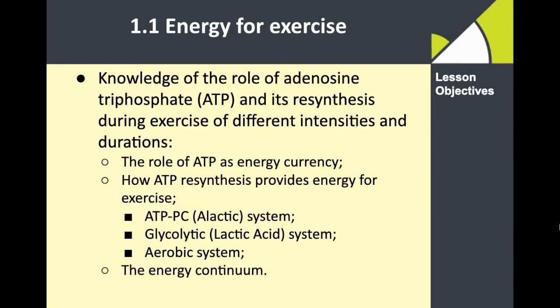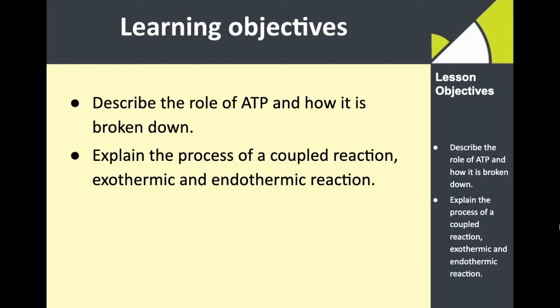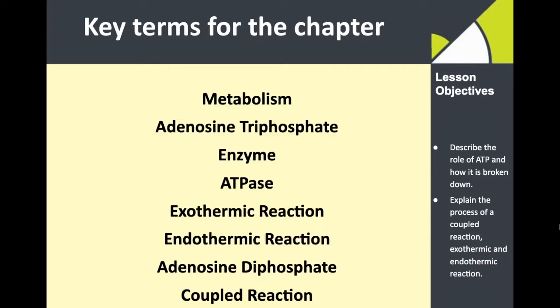And then once we've got an understanding of the systems, we move on to something called the energy continuum. The energy continuum looks at how different sports rely on those pathways in different ways, or indeed in some sports, how you may suddenly go from one pathway to the other, depending on what you're actually doing within that sport. For the rest of this session, we're going to be looking at the role of ATP and how we break it down. And then we're going to look at these terms: coupled reaction, exothermic and endothermic reaction. So we need to have an understanding of that when we finish this lesson.